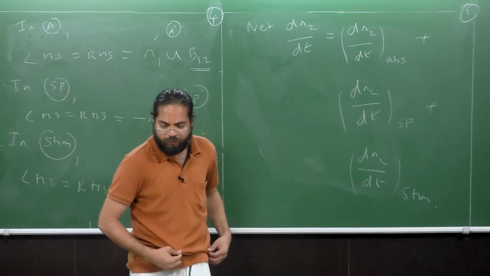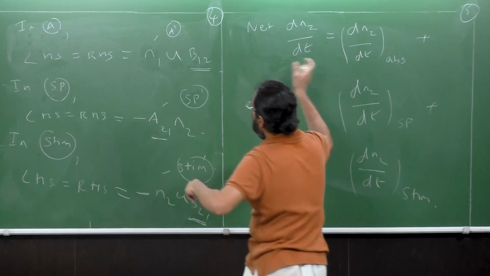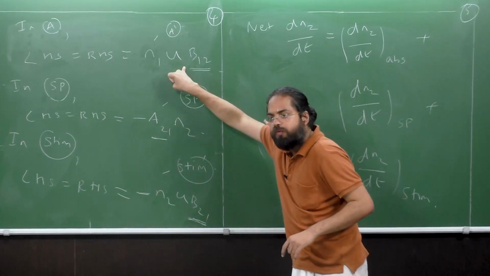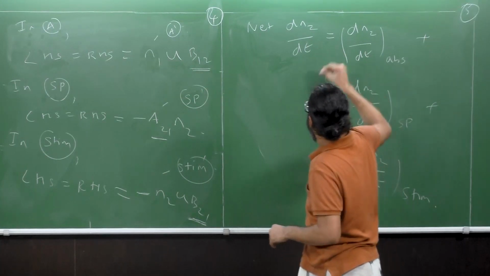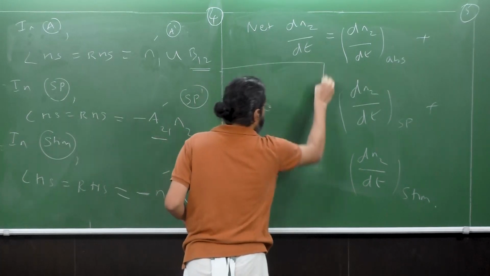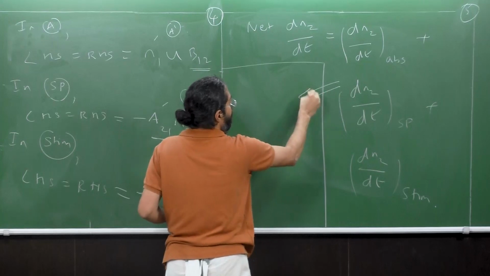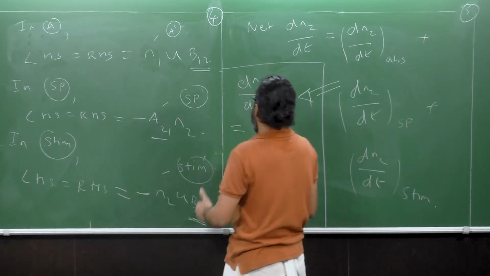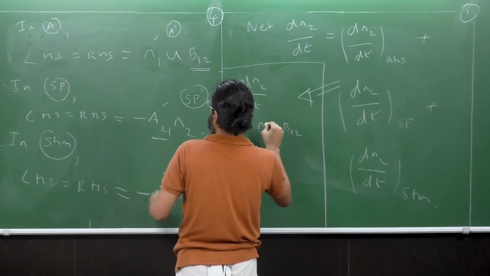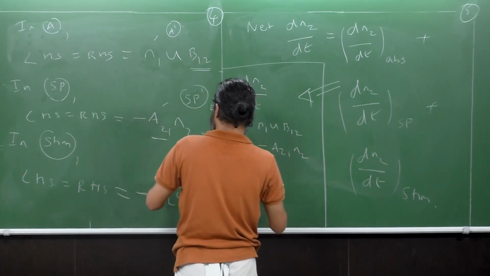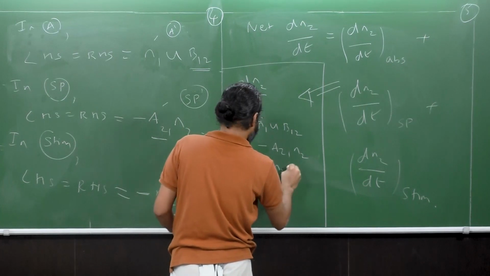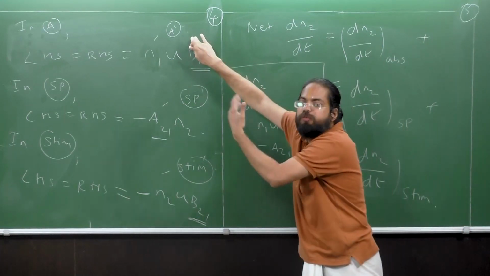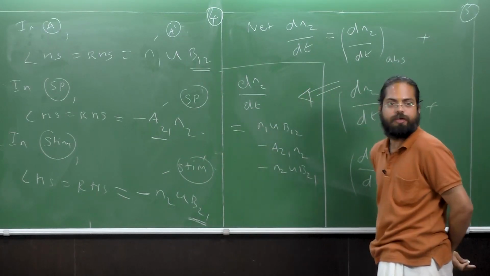All right. So now that we have this expression, and recall from expressions A dash, SP dash, and STIM dash, all of these terms can be expressed in terms of the Einstein coefficient and also be connected with the black body radiation. So this expression implies that dN2 by dt is also equal to the sum of these three terms, that is N1 U B12 minus A21 N2 minus N2 U B21. I'm just substituting whatever we wrote here in terms of black body radiation and number of electrons for the total number of changing electrons in the excited state. Are we good with this?